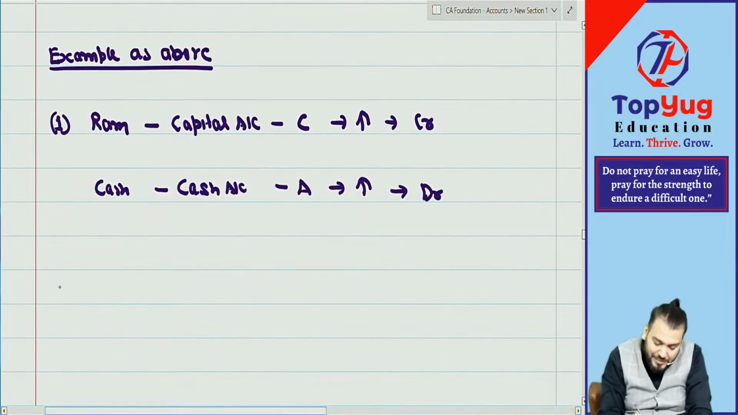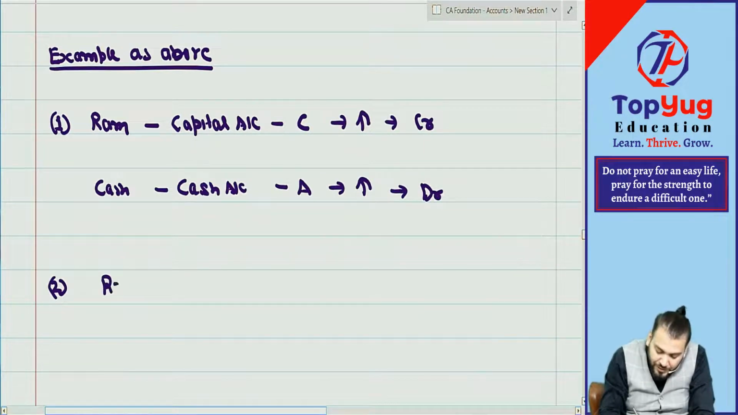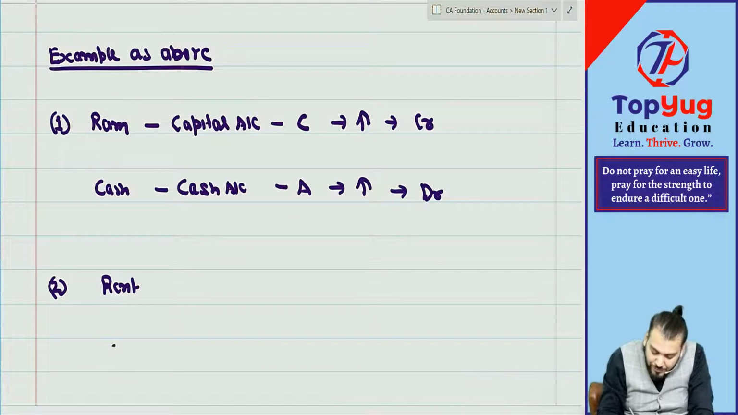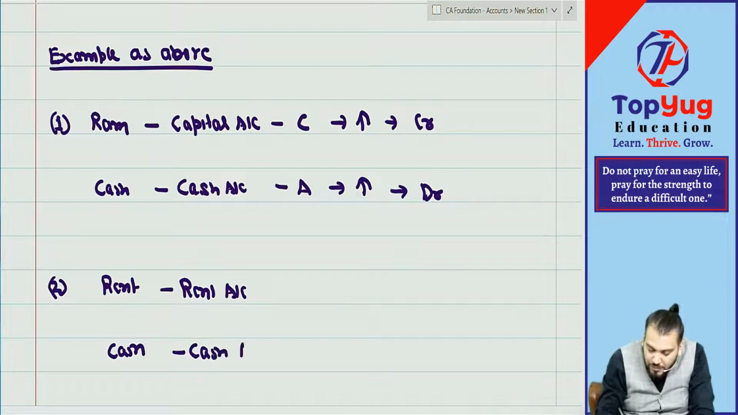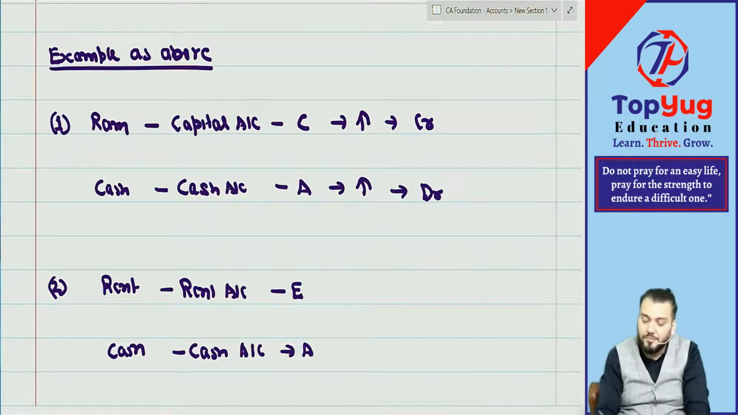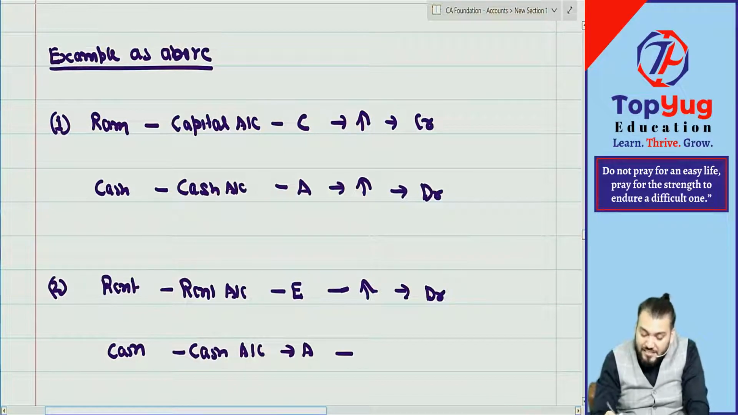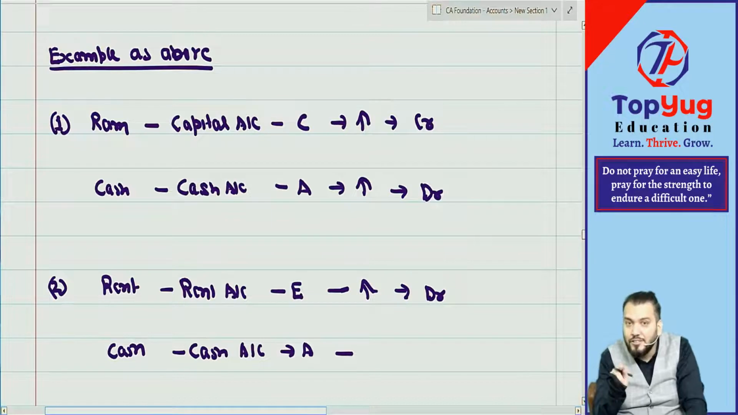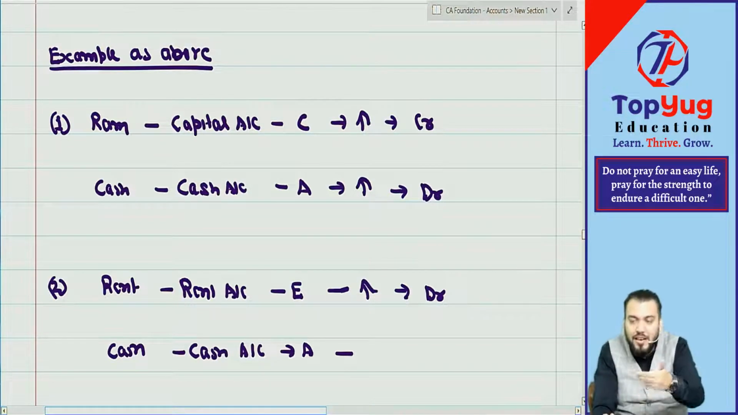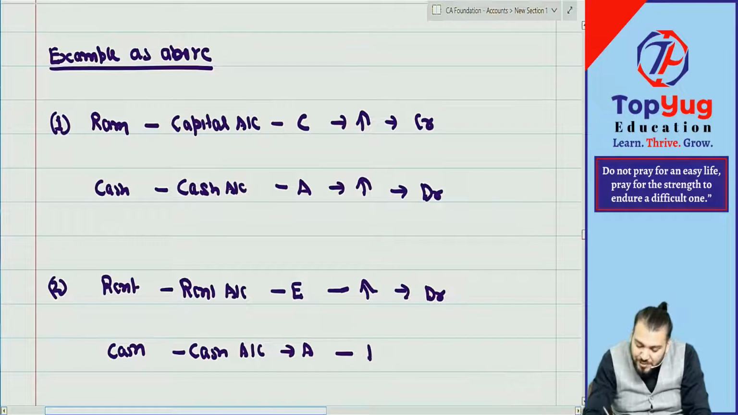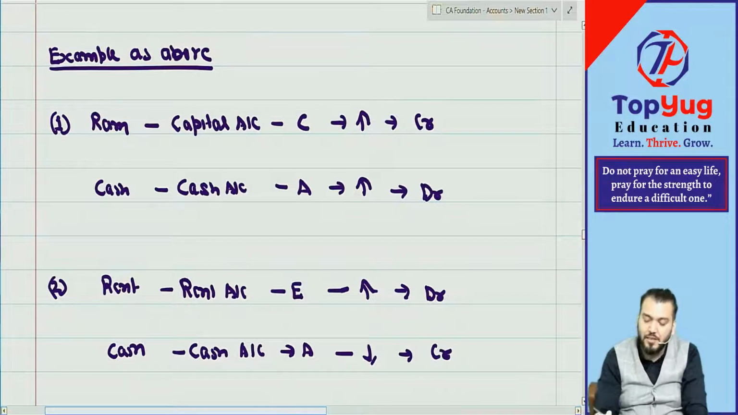Second example. What was the second example? Paid rent, so rent and cash. For rent, which account? Rent account. For cash, which account? Cash account. But rent is what? Expense. Cash is what? Asset. But is the expense increasing or decreasing? Increasing. Increase in expense will be debited. This cash is increasing or decreasing? You are paying it now. Cash is paid, going out. That is a decrease. So decrease means what? Credited. Understood.